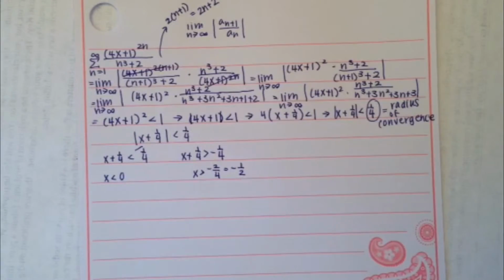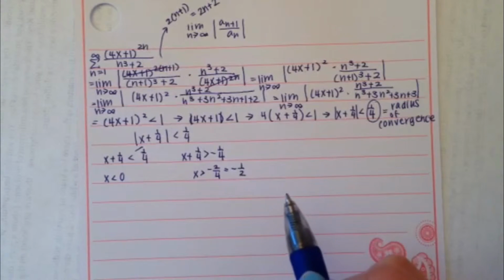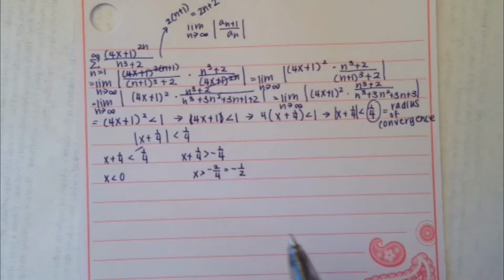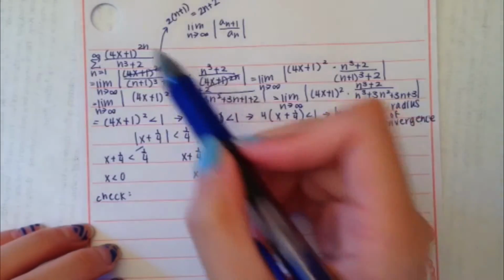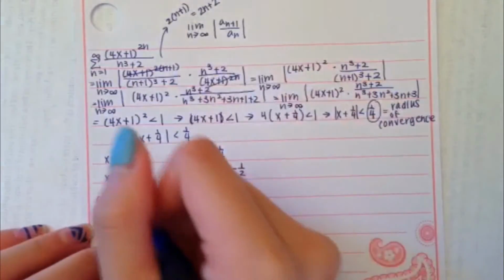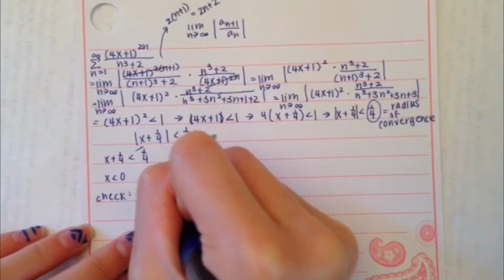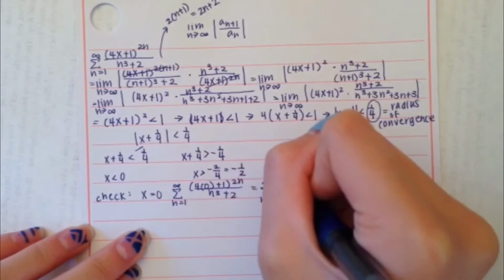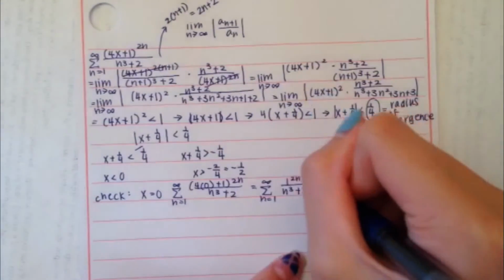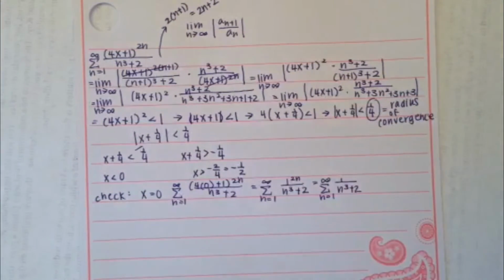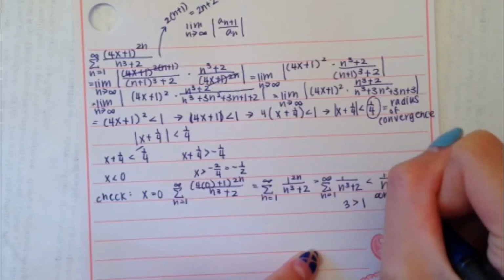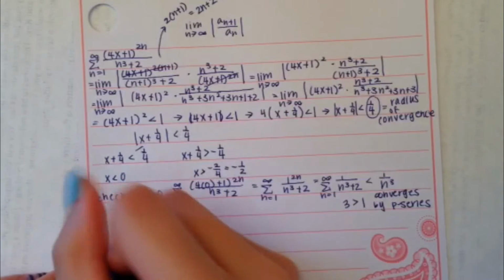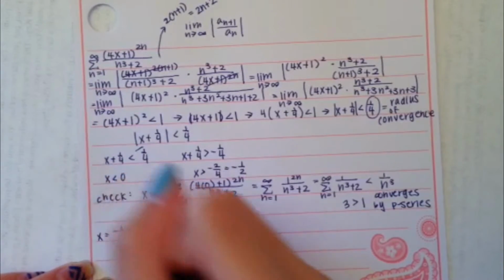Now that you have the values 0 and -1/2, you want to check them to see if they're included in the interval. You can do this by plugging in the x values to the original series. So now you have to determine if this is convergent or divergent. Using the comparison test, it converges. Now you have to check -1/2, so you plug in -1/2 to the original series.